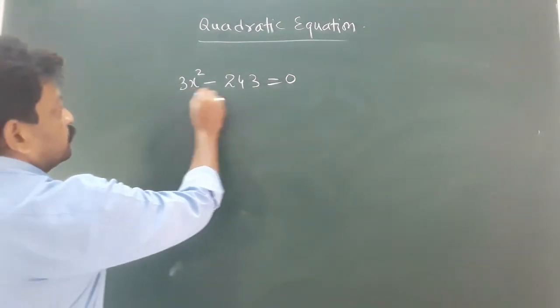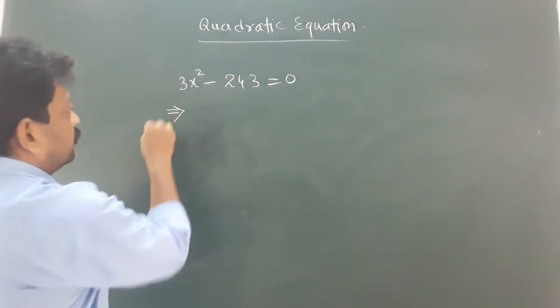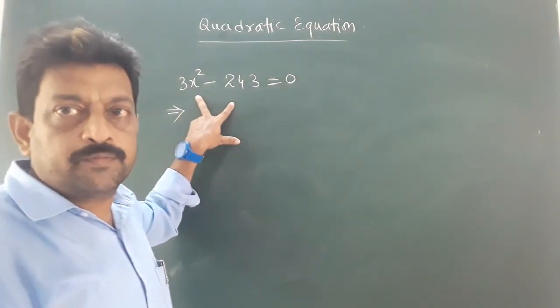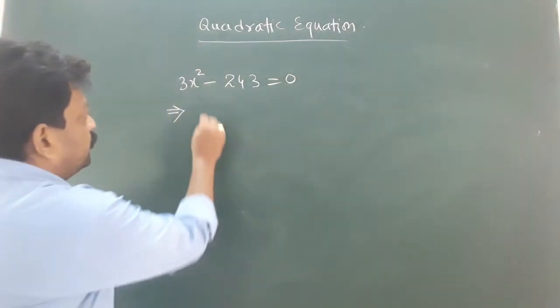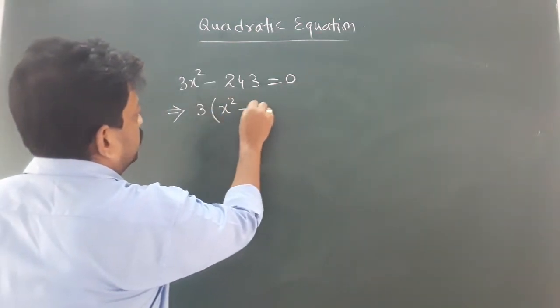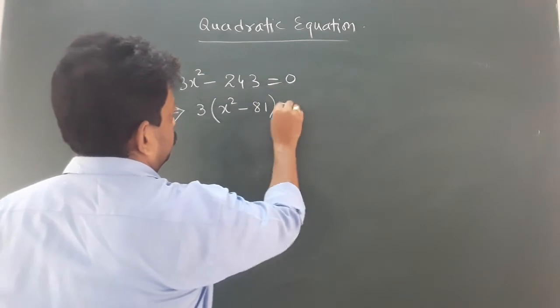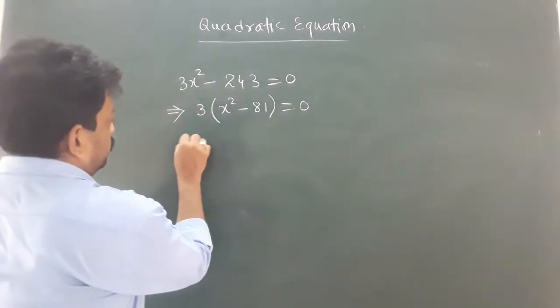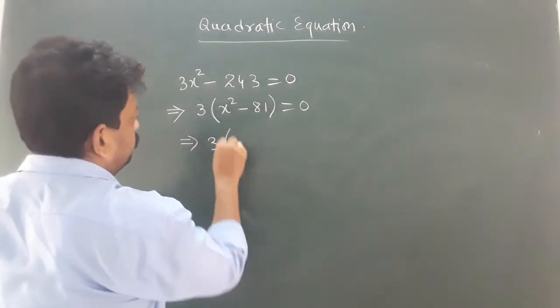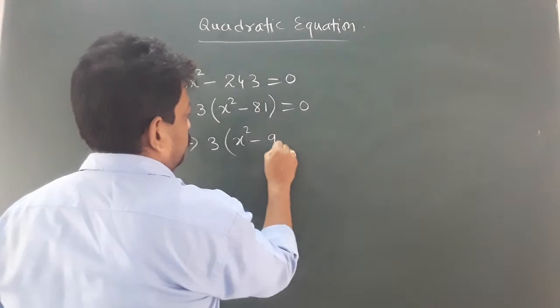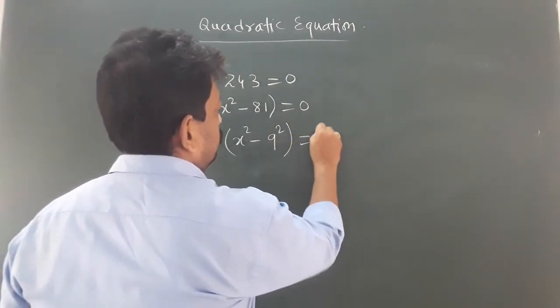Okay. So here, first of all, we can see that 3 is the common factor of both the terms. If 3 is taken common, then it will be x square minus 81, which implies 3 times (x square minus 9 square) equals 0.